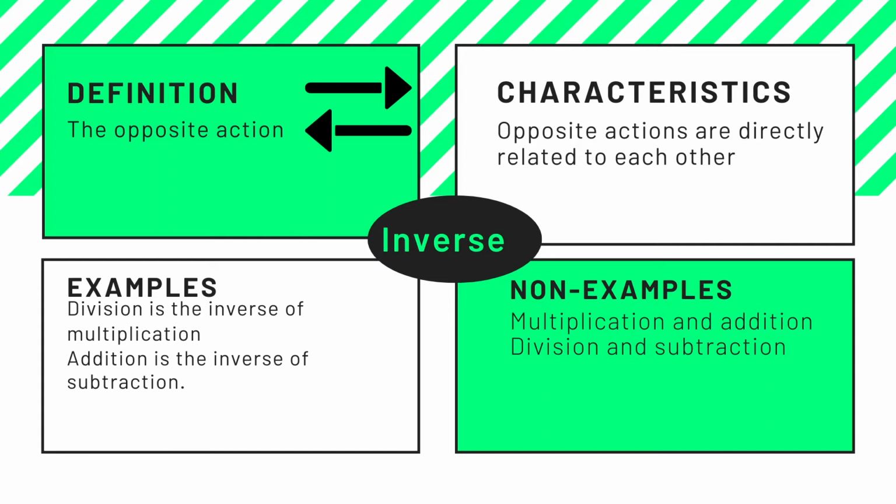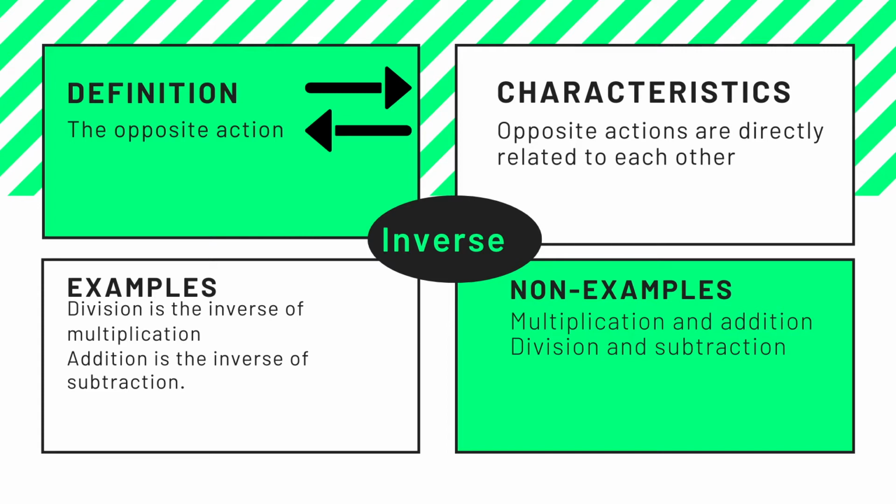This also works for addition being the inverse of subtraction, because subtraction is therefore also the inverse of addition. So if you say 2 plus 2 equals 4, then 4 minus 2 is 2. So you'll see that it's the same numbers being involved. We're simply using the inverse action. So non-examples of this, things that are simply not anything to do with inverse, would be multiplication and addition. They're not inverse of each other, and division and subtraction are not inverse to each other.